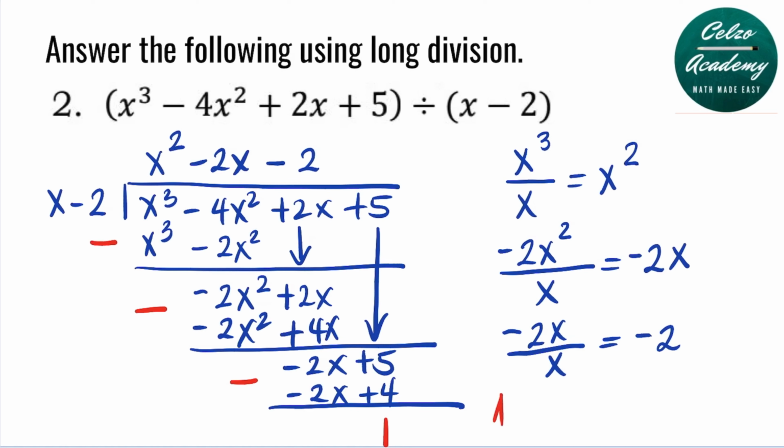So we will write the answer as x squared minus 2x minus 2. And there is a remainder of 1, so we will write that plus 1 over the divisor x minus 2.